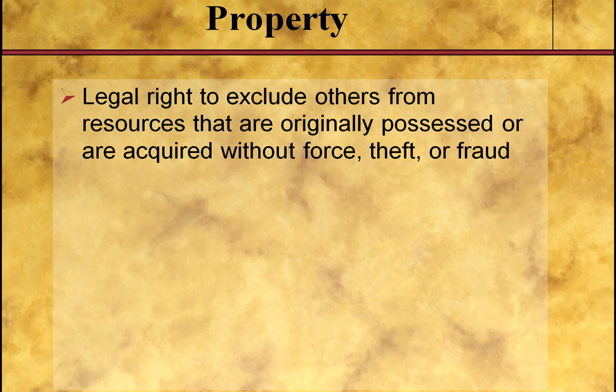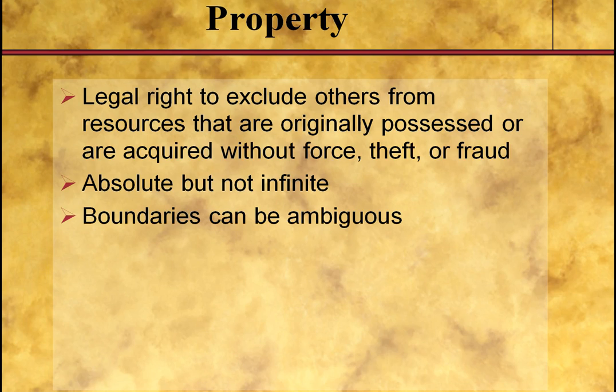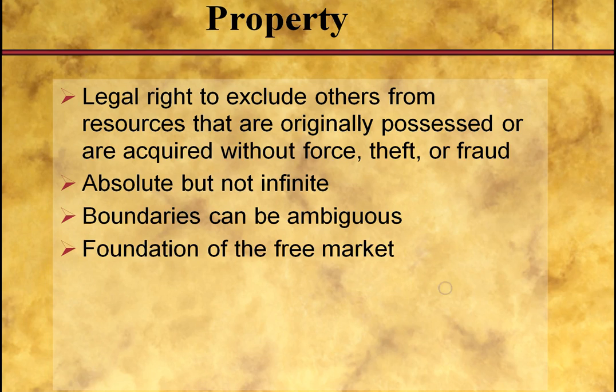Okay, property. What is property? It's a legal right to exclude others from resources that were originally possessed or acquired without force, theft, or fraud. And when we say resources, we mean physical resources as well as intellectual resources. Property can be absolute, but it's not infinite. You can have the total rights for it, but it does not go on necessarily forever. People die, property is transferred. Boundaries can be ambiguous. This is both on the physical side as well as when we talk about contracts or other intangible assets. And it is the basic foundation of the free market.